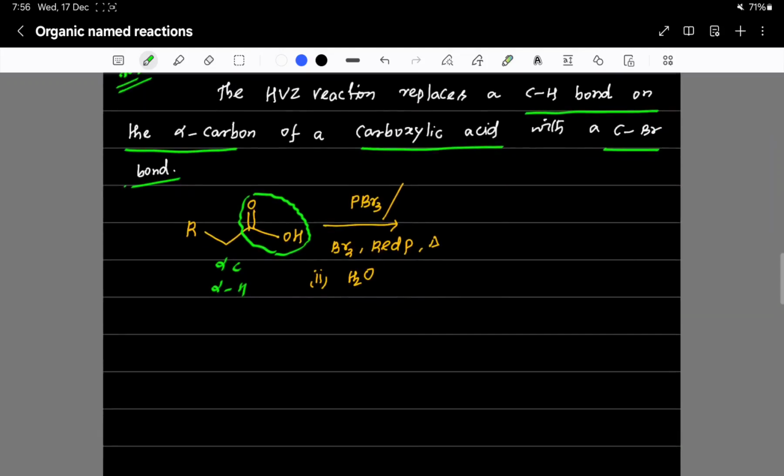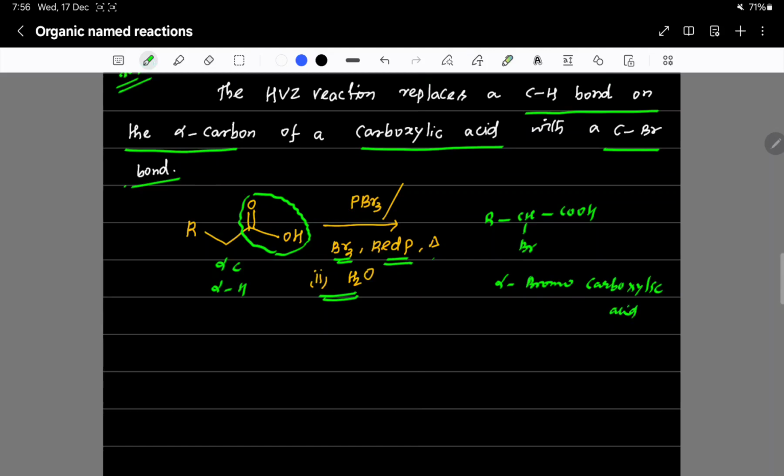Here you can take the reagent bromine in the presence of red phosphorus, or you can take PBr3, followed by heating, then followed by hydrolysis. We will get this compound, RCHBrCOOH, as the product. This is called an alpha bromo carboxylic acid.